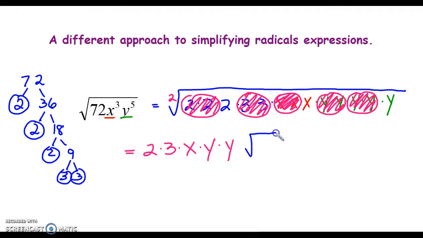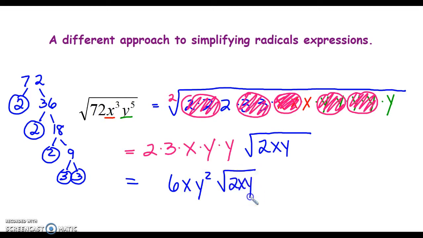And under the radical sign, we're left with what? 2 times x times y. 2xy. Let's simplify our front end. Out here, 2 times 3 is 6 times x times y. y times y is y squared. The square root of 2xy. Okay?